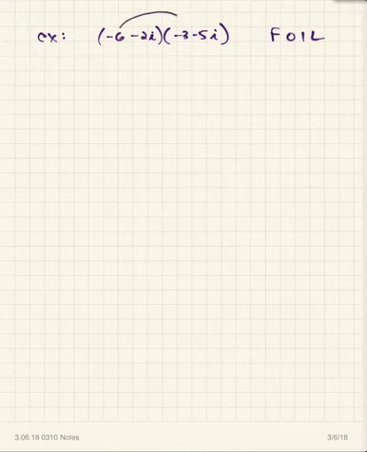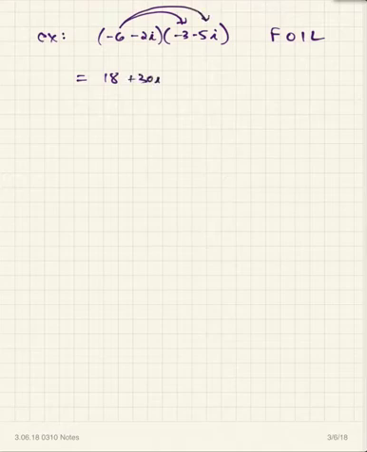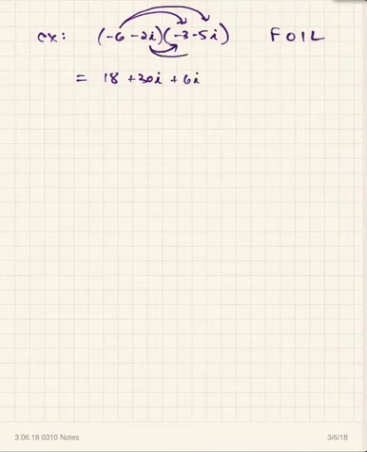So you have negative 6 times negative 3 would be positive 18. Negative 6 times negative 5i would be positive 30i. Negative 2i times negative 3 would be plus 6i. And then here's the i squared coming into play in this last one. Negative 2i times negative 5i would be positive, because it's a negative times a negative. And this would be 10i squared.